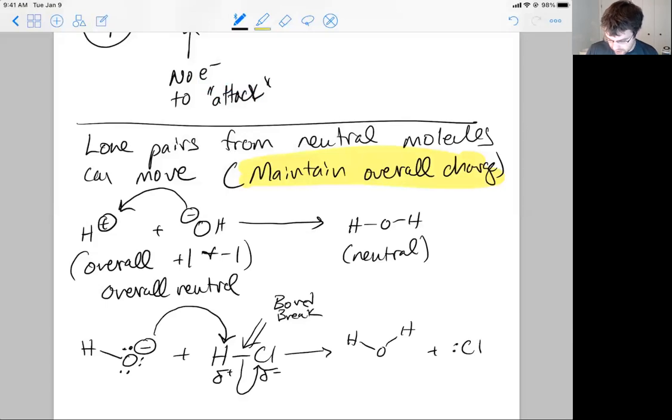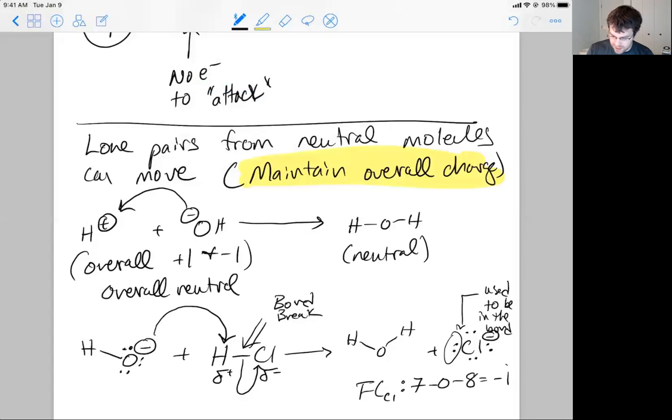Now the Cl has an extra lone pair of electrons. These used to be in the bond. And now that Cl has a -1 charge because the formal charge on chlorine, well, chlorine is a group 7 element minus 0 bonds minus 8 electrons is equal to -1. Okay, so we use the curly arrow notation to show the breaking of bonds along with the making of bonds.